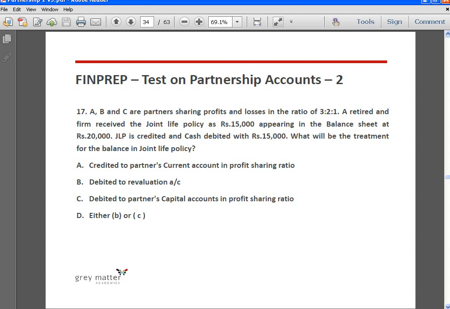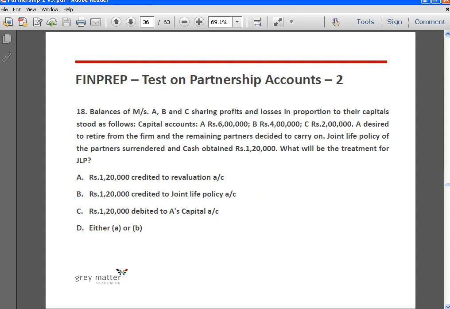15,000. So when JLP is appearing as an asset in the balance sheet, the cash that is received has to be compared with the value in the balance sheet. The value received is less than the value appearing in the balance sheet, so the difference is a loss which is to be debited to the revaluation account. An alternative is you can directly debit the loss to the partners' capital accounts in the old profit sharing ratio. So the answer is either B or C.